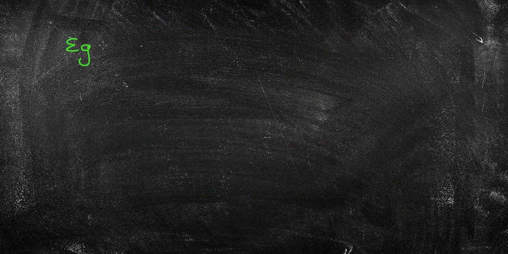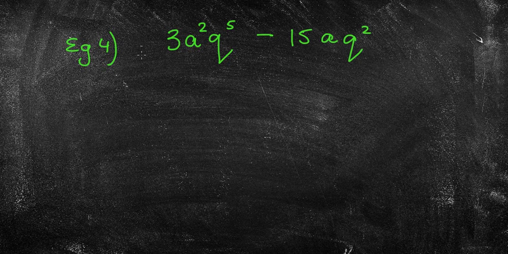For example, we'll go through example 4 here. You might have something that looks like this. 3a squared q to the 5 minus, let's say, 15a q squared. Now, this is certainly a more challenging question, at I guess a year 9 standard and above, maybe challenging year 8. So first of all, if I'm factorising, I want to put these back into my brackets.